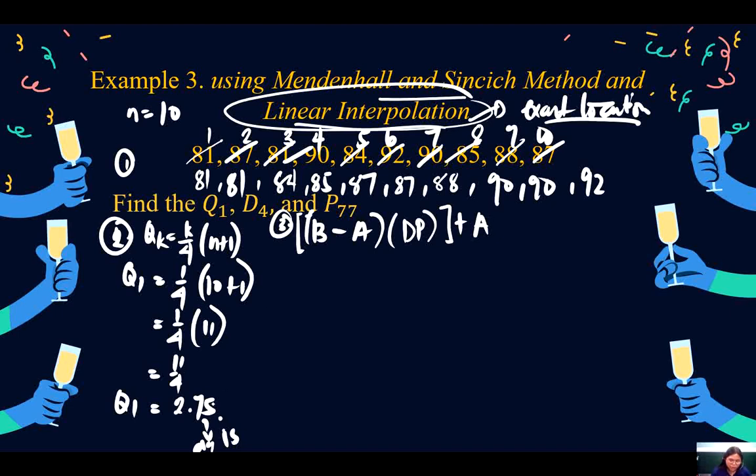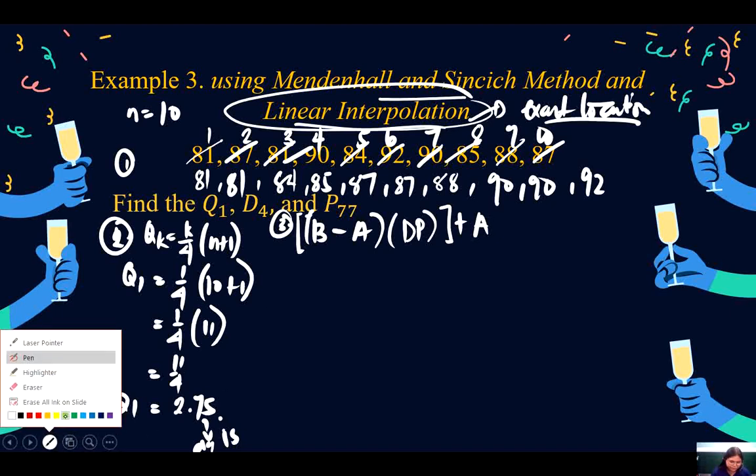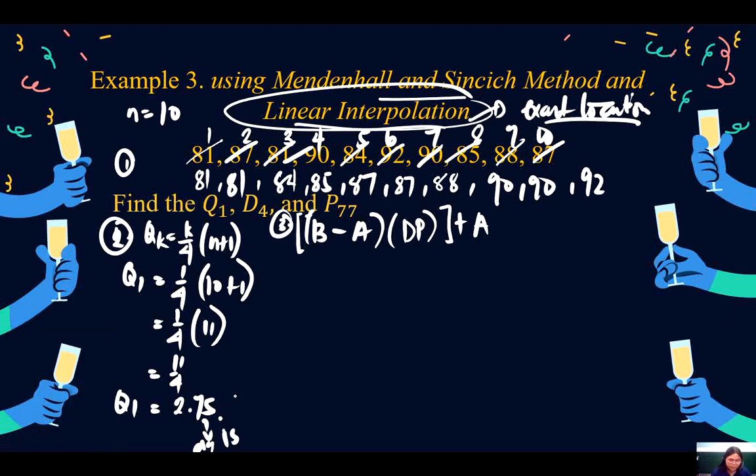Okay, look at the 2.75. 2.75, meaning your position could be in the second or third. Yan, ito si 2 and si 3. Nandito si 2.75. Okay, so yung second position is equal to 81. Our third position is equal to 84. Which is the highest? Which is the lowest? This is the highest, the 84. Siya si B. So, kung sino yung lowest, siya si A.